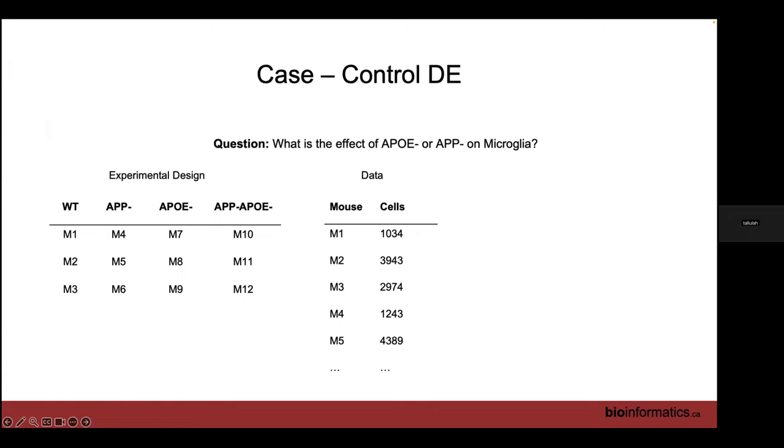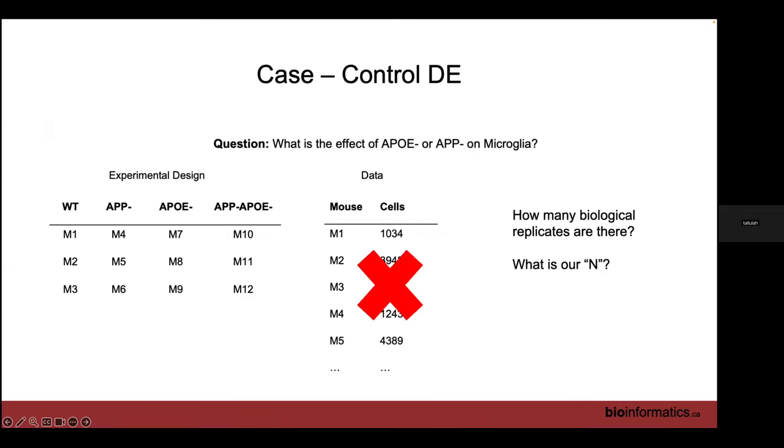We do single cell RNA-seq, and we get a whole bunch of cells from each of these mice. Now we want to do our differential expression test. So for a differential expression test, we always want to compare our sets of replicates. But in this case, what is a replicate? Is it a mouse or is it a cell? Yeah, so it's a mouse that is our biological replicate. So we don't want to look at each cell anymore. We want to look at each mouse. So we have an N of 3 per group, not an N of 3,000.